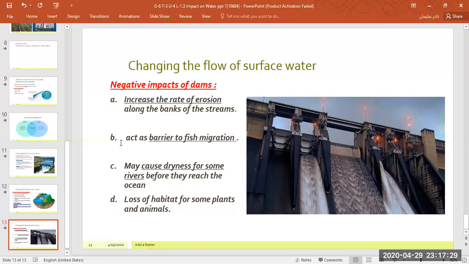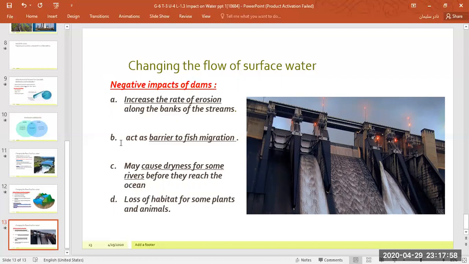Also, we have another impact, which is it may cause dryness of some rivers before they reach the ocean. So when rivers flow and dams are constructed across them, this may cause some rivers to become dry before they complete their flow and reach the ocean. So this is a negative impact on the environment.